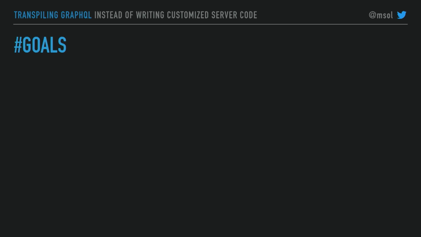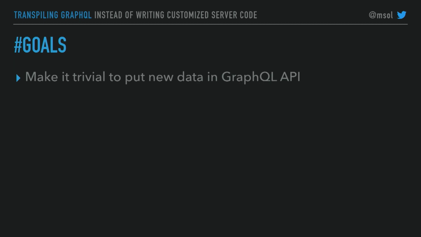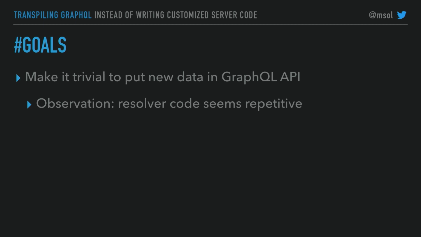Okay. So now that we've seen how GraphQL implementations typically work, let's see if there's anything that we can improve upon. So we're using GraphQL to make life easier for developers. So we want it to be trivial to add new data to our GraphQL API. That seems like a pretty good goal. We've seen here that the resolver code seems kind of repetitive. So maybe that's a hint that we can avoid writing it at all. Maybe there's an opportunity to just skip that step entirely.